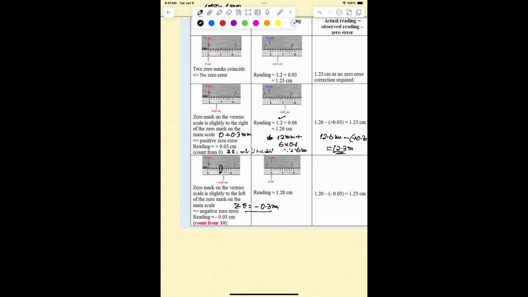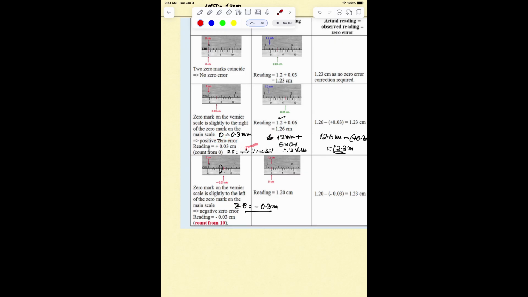Now, the method I am suggesting is: don't make any change in your approach. When you do the positive zero error, what do you do? Positive zero error is after the zero of the main scale. That means you are now doing this after zero, therefore 0 plus whichever division is coinciding. If the third division is coinciding, then it is 0.3 mm. Why? Because 3 into least count 0.1 is 0.3, so after 0 of the main scale plus 0.3 mm gives you positive 0.3.